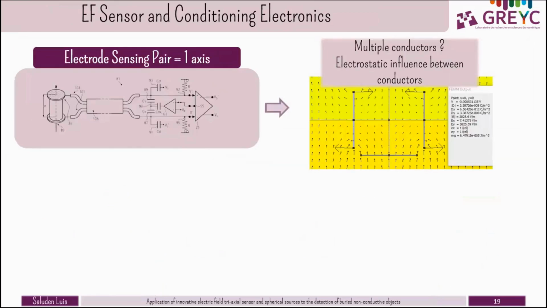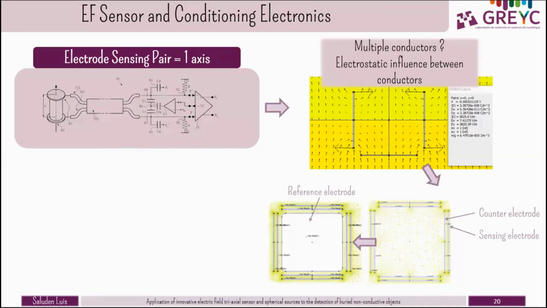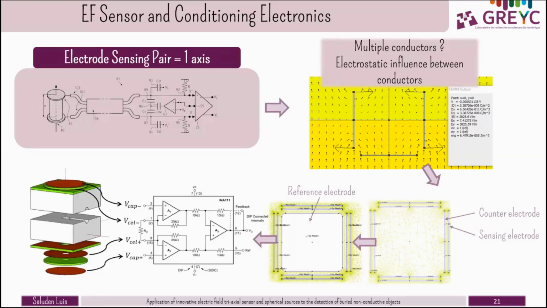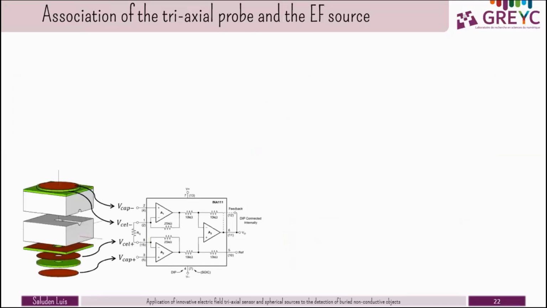So for the sensor, same thing. You could say, okay, to measure an electric field, I just use 2 plates. But when you have multiple conductors, you have influence between them. So we used the guard ring method with the contour electrode and then a reference electrode that is at a null potential to actually isolate different conductors. So this gives you the one axis design.